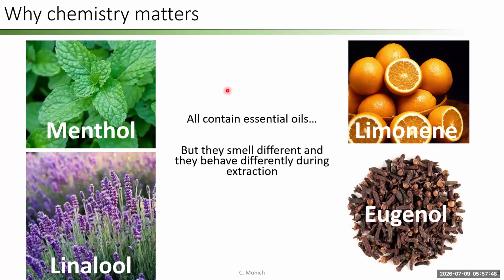So, the first question to think about is why does chemistry matter, right? So we've talked about these different plants before. We've got mint, lavender, oranges, and clove buds. And we've said that all of these contain essential oils. And yet they smell different and they behave different during extraction. And why this is occurring is because they're fundamentally different down at the atomic level.